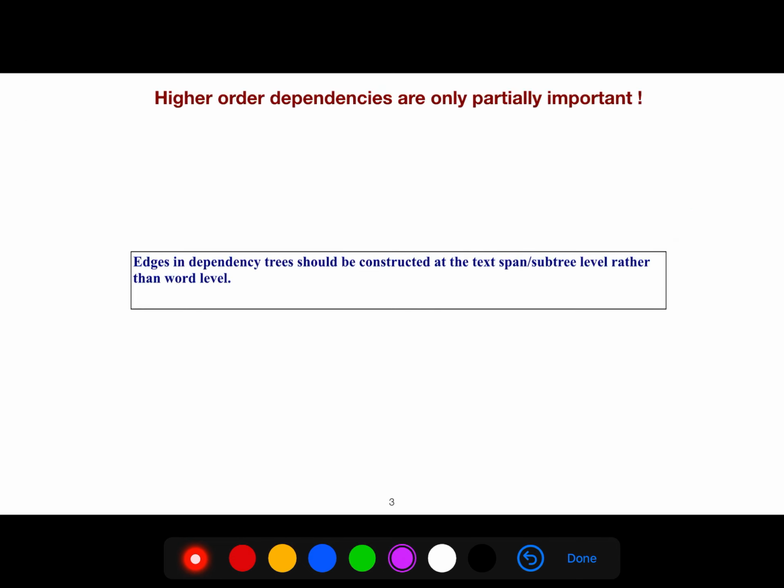So higher order dependencies are only partially important. The article wants to focus and emphasize the fact that what we are doing in dependency parsing is not natural to the human brain. I think, for example, if we have a sentence, we should see how these subspans are related to each other. And so span should be the basic element, not the word.